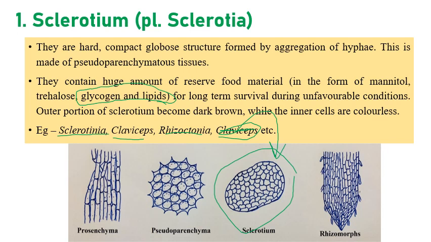Let me say it once again in short form. This is a hard, compact, resting structure, an aggregation of hyphae, produced by a few pathogens: Sclerotium rolfsii, Sclerotinia, Claviceps, Rhizoctonia, Macrophomina. These produce sclerotium as a resting structure. It contains a high amount of reserve food material, mainly in the form of glycogen or lipids, which helps long-time survival during unfavorable or harsh conditions. Whenever favorable conditions set in, the sclerotia germinate and give rise to mycelium or new fungi.